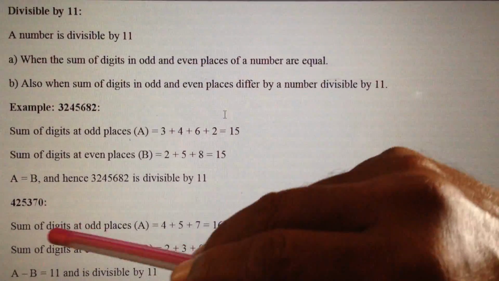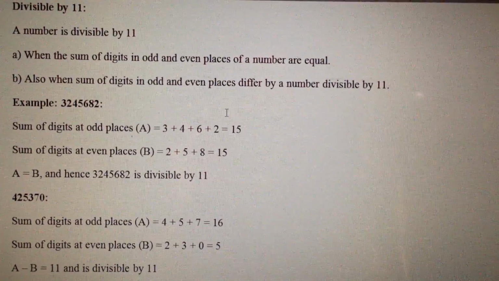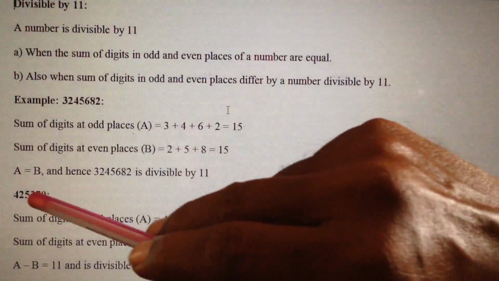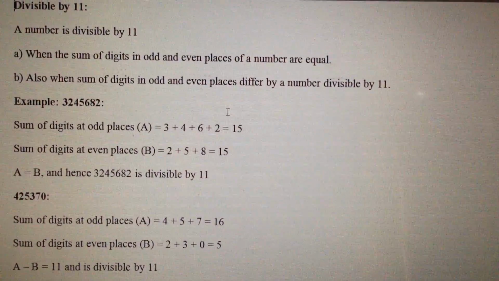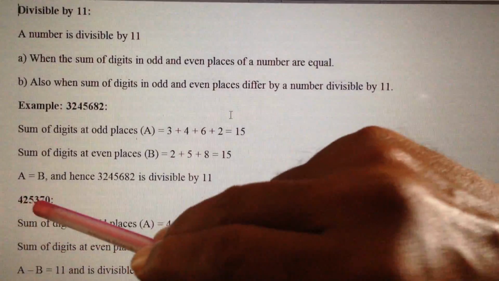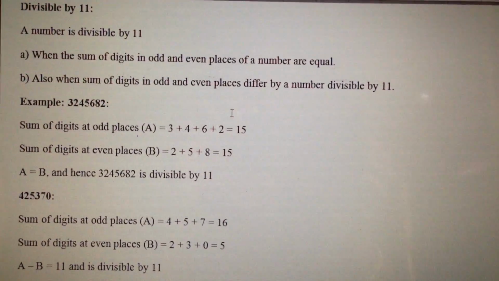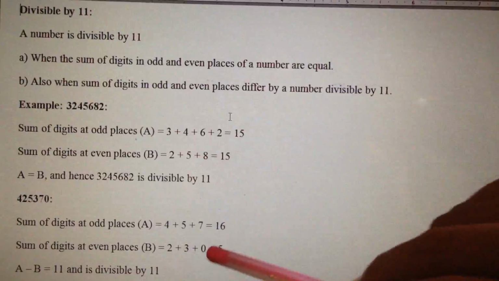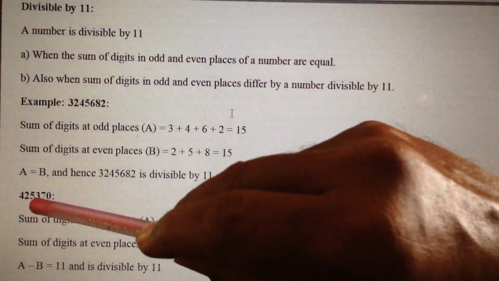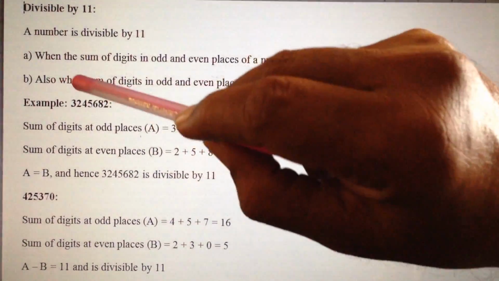Now let us take one more example. 4,25,370 is the number we have taken. Sum of the digits at odd places is 4, 5 and 7. The sum is equal to 16. And sum of the digits at even places is 2, 3 and 0. The sum is equal to 5. The difference A minus B is equal to 11. The difference is divisible by 11. Therefore, the number is clearly divisible by 11 because this is fulfilling the second rule.